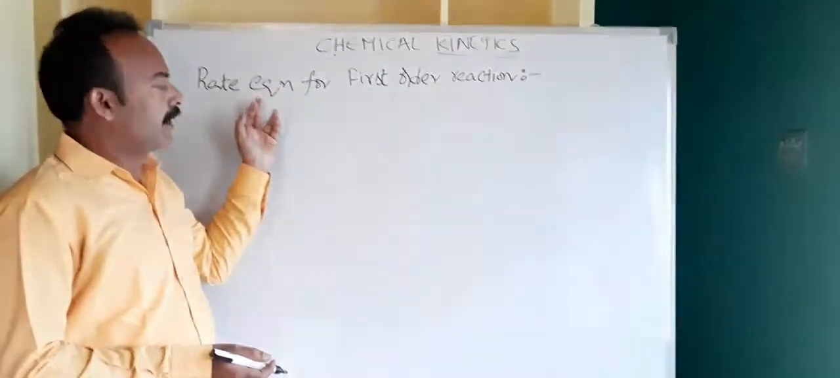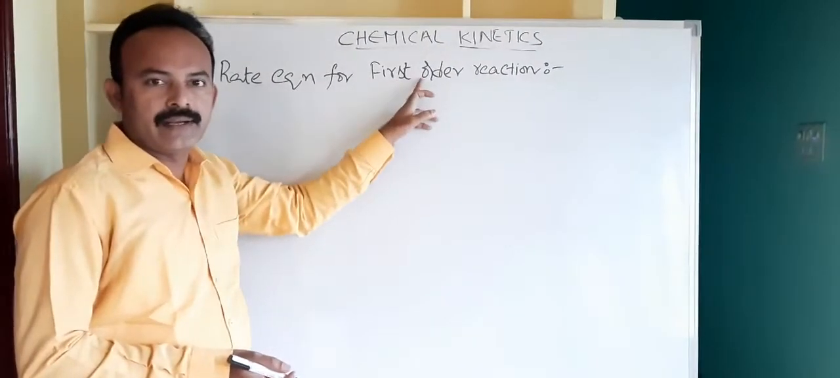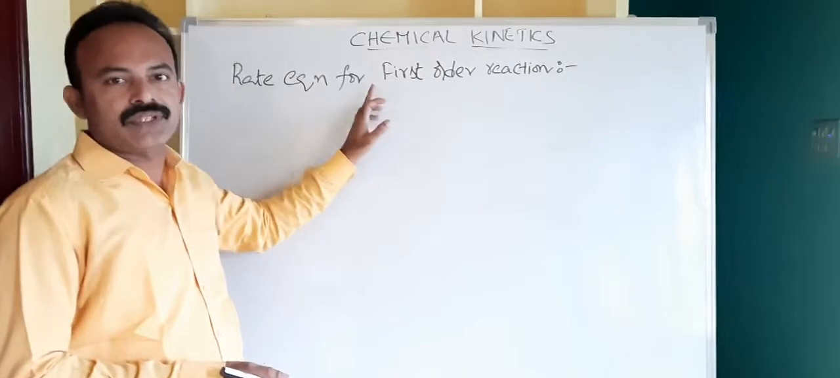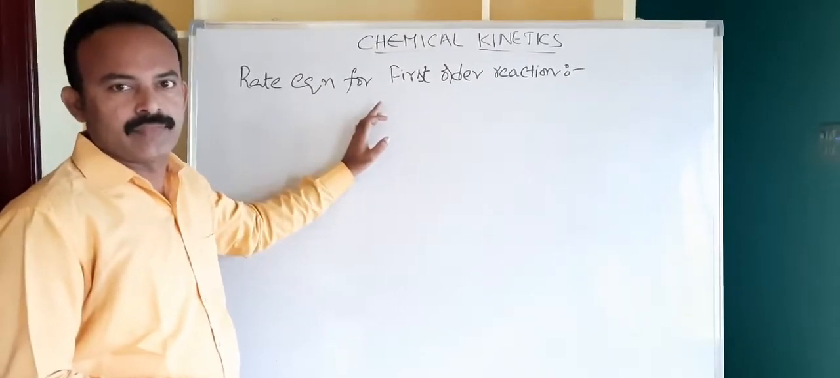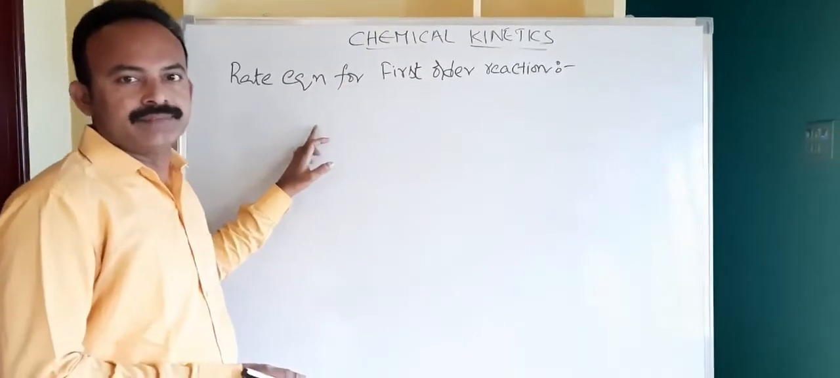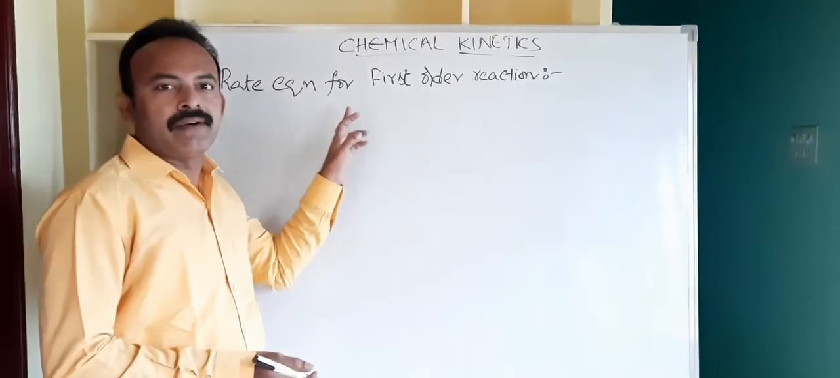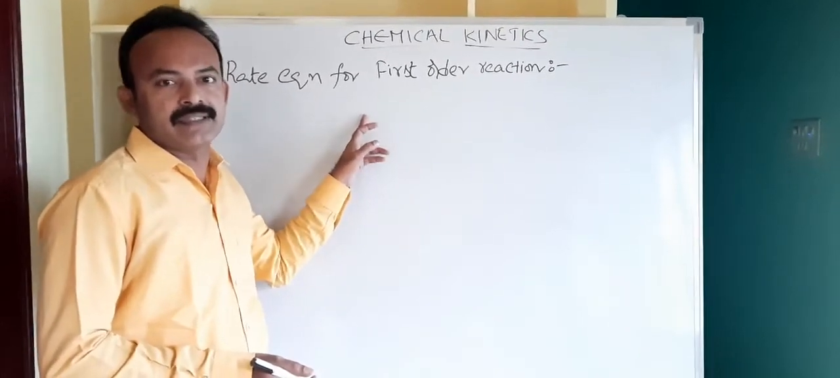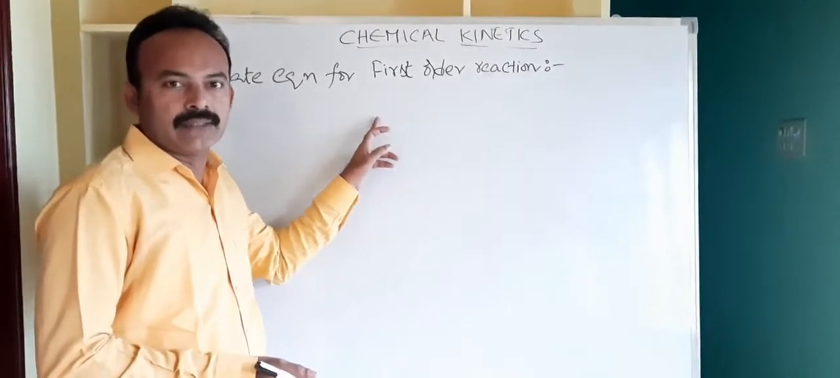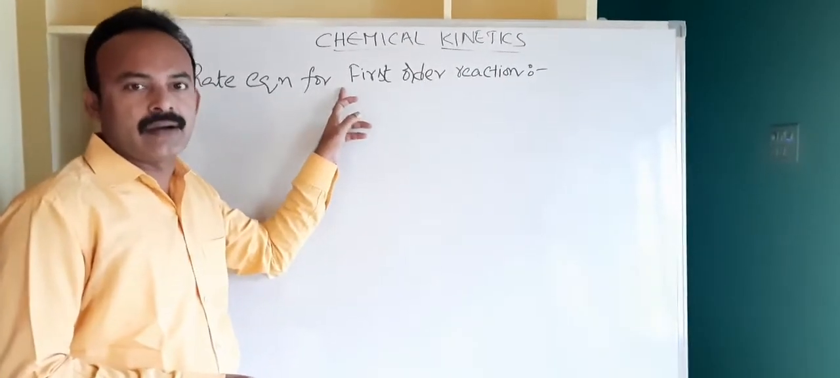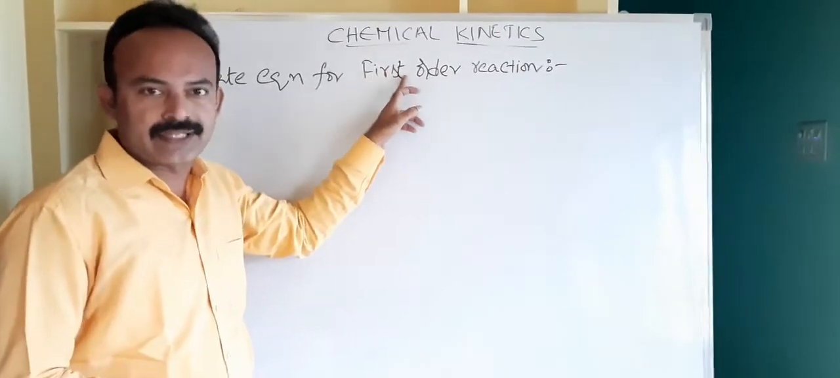Topic is rate equation for first order reaction. What is first order reaction? In a chemical reaction, if the sum of powers of concentration terms is equal to 1, then that reaction is called first order reaction.